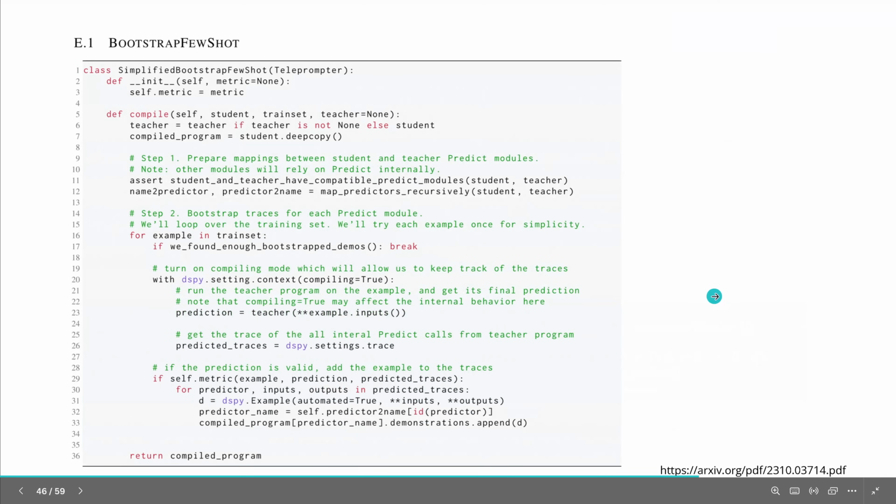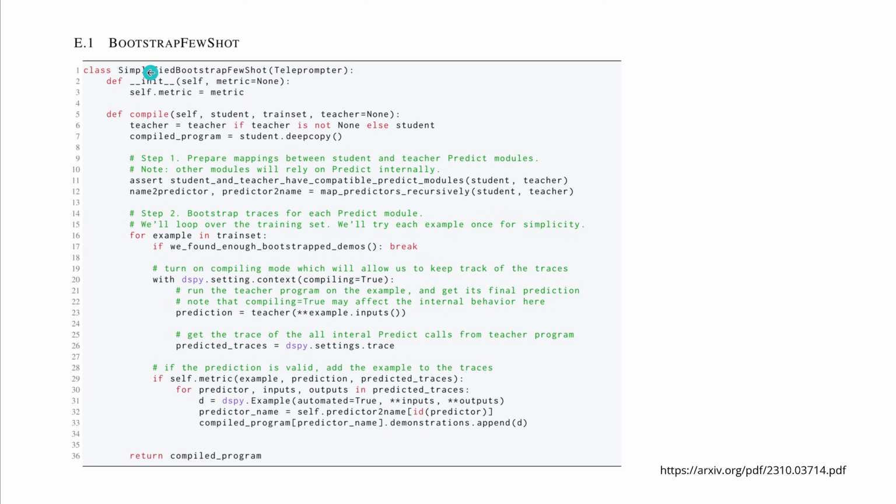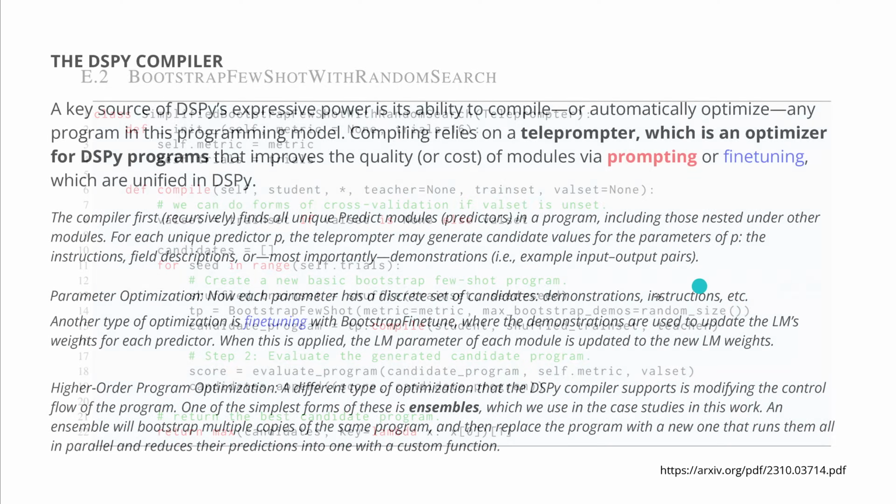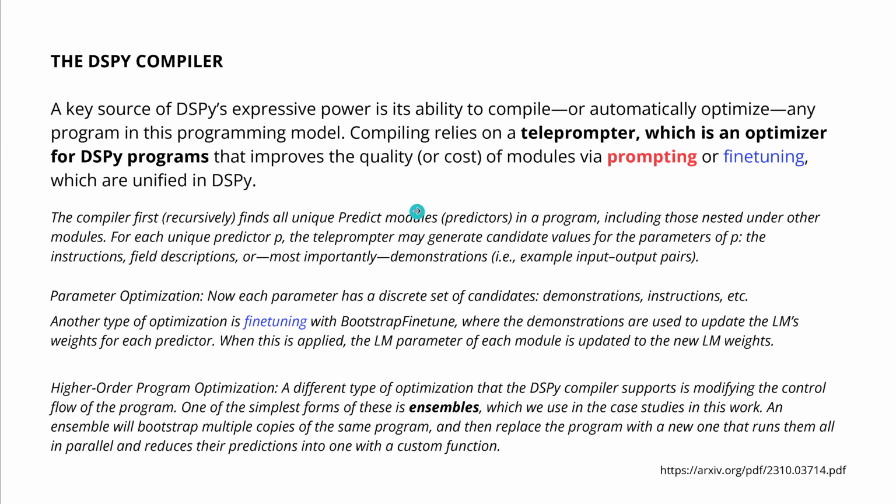Great. Now we have it. If you want to see here the class of the bootstrap few-shot, this is it. There's even bootstrap few-shot with a random search functionality. This is it. And then we just have left the compiler. And then that's it. This is all that we need for DSPy programming.